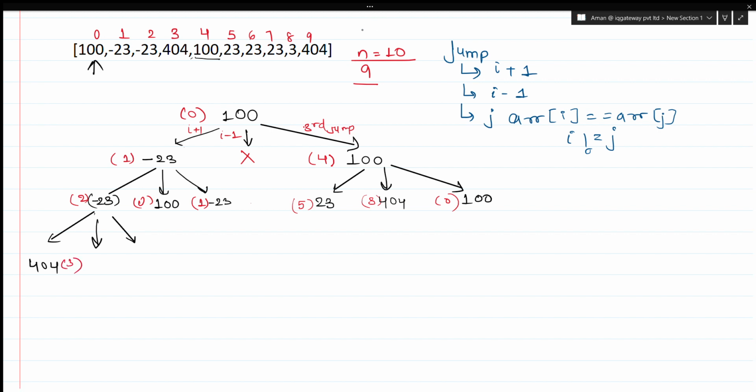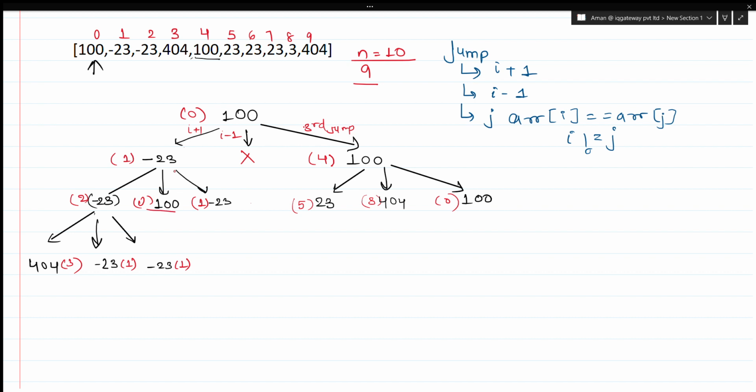Then from 404, I minus 1 is the 1st index, minus 23, which is index 1. Then can I go to another minus 23? Yes, minus 23 is present where? At 1st index. Okay, but let's try to come to this.